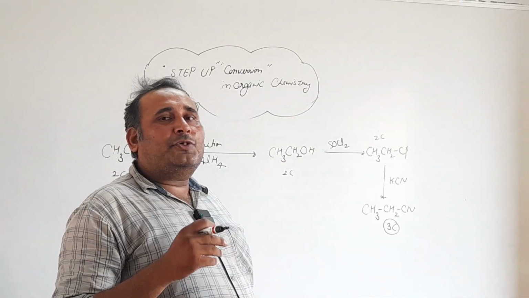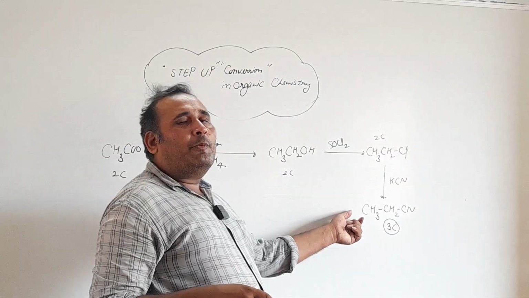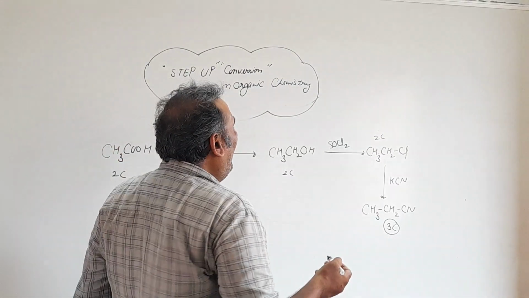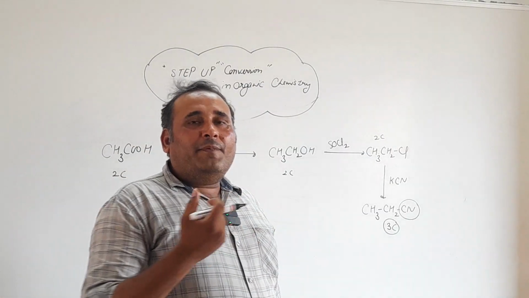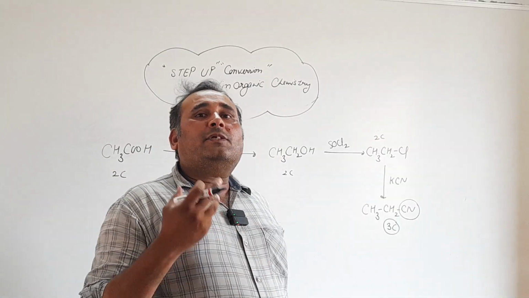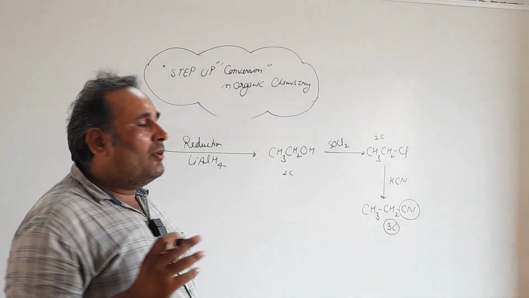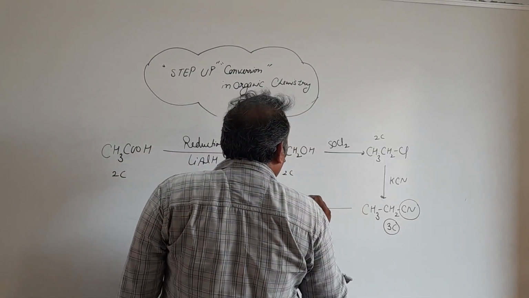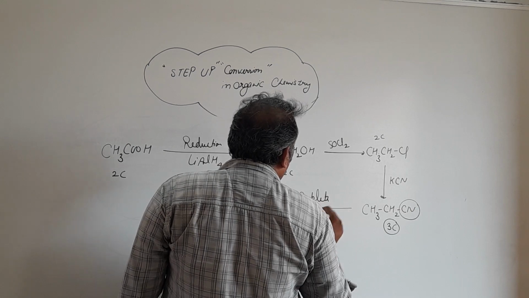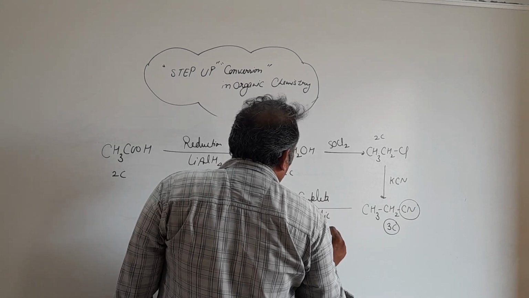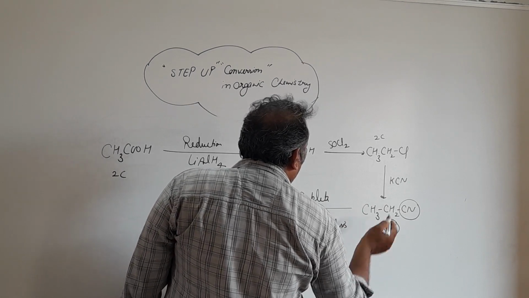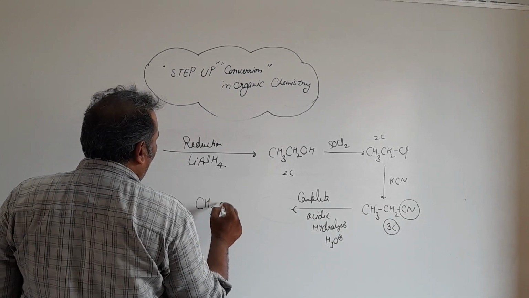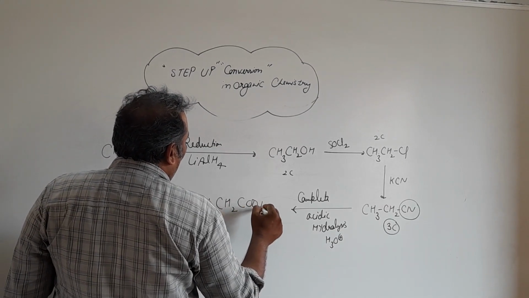But what was our question? Our question was to convert ethanoic acid into propanoic acid. This is not yet propanoic acid, but we can convert it into propanoic acid. How? CN, cyanide. If we perform complete acidic hydrolysis of cyanide, then it gets converted into carboxylic acid. Hydrolysis will give us a 3 carbon carboxylic acid, CH3CH2COOH.